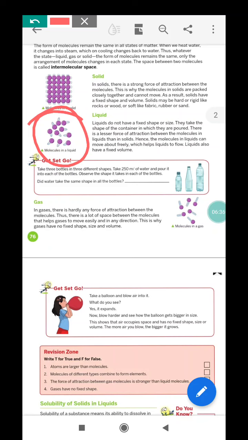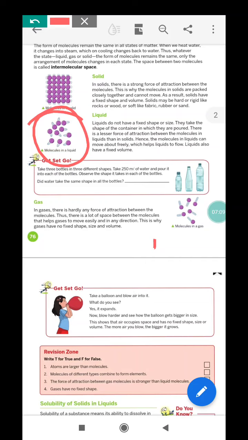Again, if we put the water in the bottle, the 250 ml of water will take the shape of the bottle. Here what we are saying is that only the shape is changing, but the volume is the same. 250 ml of water remains 250 ml, only its shape is changing. Where it is poured, it takes the shape of that container only.